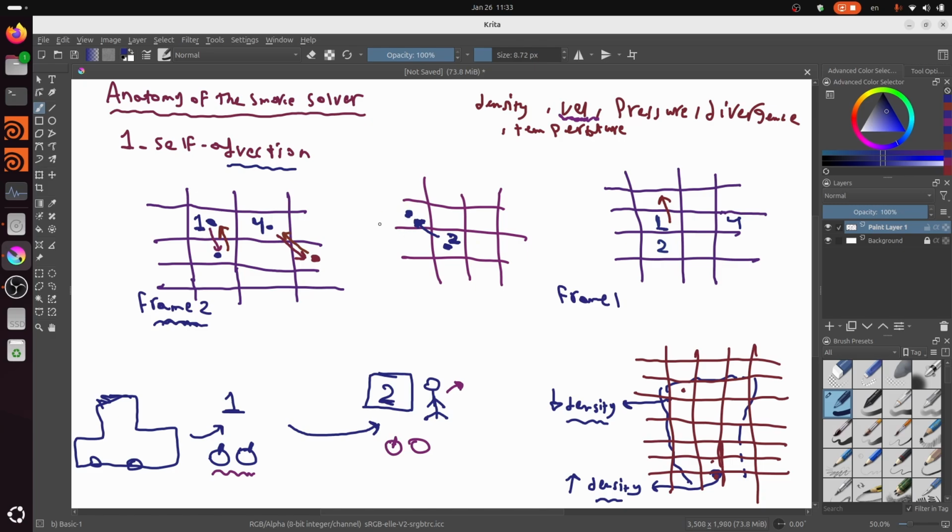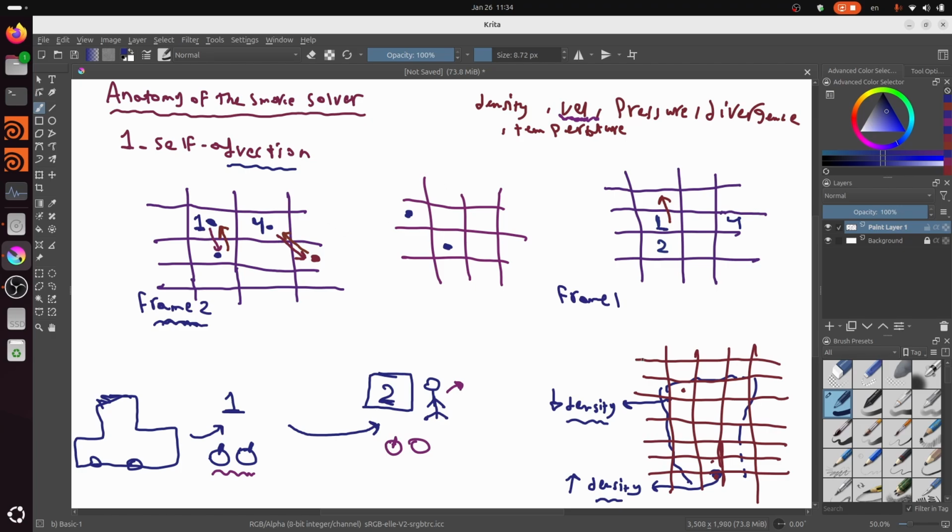I just reversed the process. I went back in time and asked where was I, instead of moving forward from the previous frame to the current frame. I hope this idea is clear. So this is the advection.